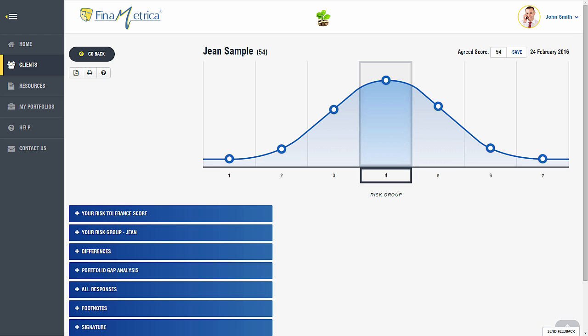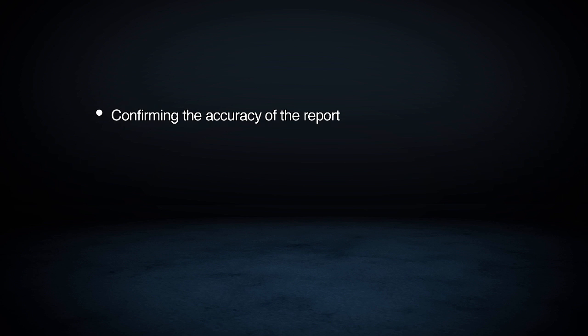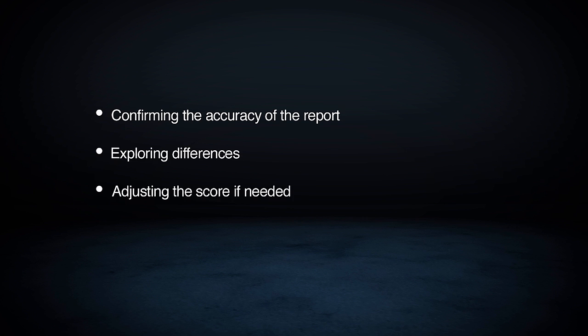Our Quick Start Guide provides detailed guidance. Here I'm going to introduce confirming the accuracy of the report, exploring differences, adjusting the score if needed, so you can start using our system straight away.